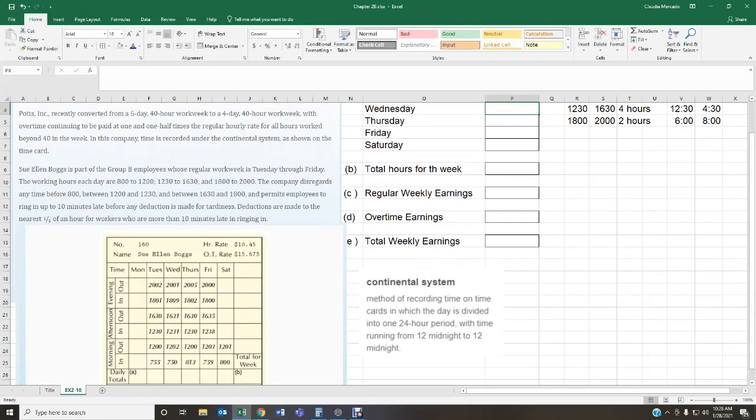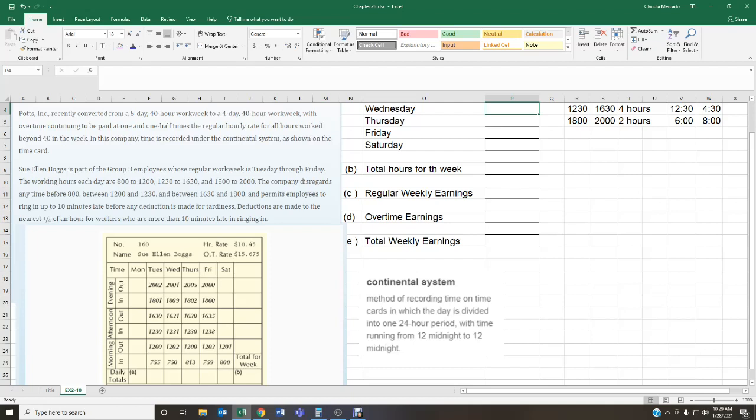On Wednesday, the employee clocked in 10 minutes before schedule, but we're going to disregard that because the problem says to do so. It says the company disregards any time before 8 a.m. Okay, so we're going to disregard that they clocked in early. Then they clocked out 2 minutes late. That's fine. 2 minutes is still acceptable. They clocked in a minute late. A minute is acceptable. They clocked out a minute late. 1 minute is acceptable. And then they clocked in 9 minutes late.